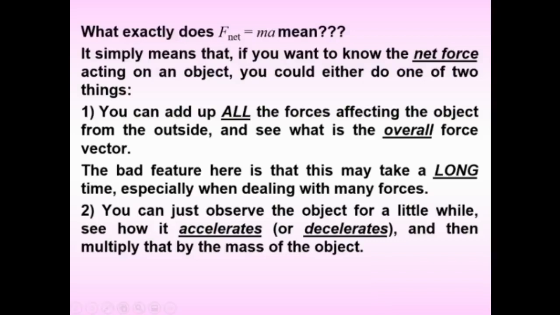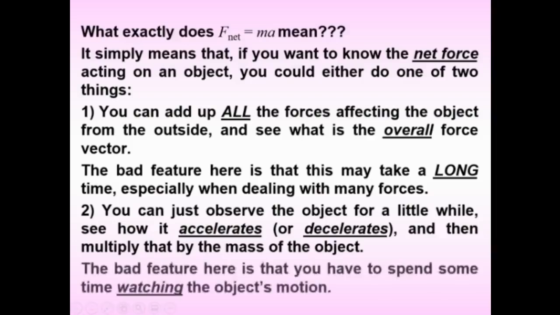This seems to be easier, but there's one word here that should be a little bit of concern. You need to observe. Acceleration is observing. You need to see and measure VI and VF and delta T. You basically have to pull some kinematics into the situation. So the bad feature here is that you have to spend some time watching the object's motion and hoping that you're really measuring things as accurately as possible.